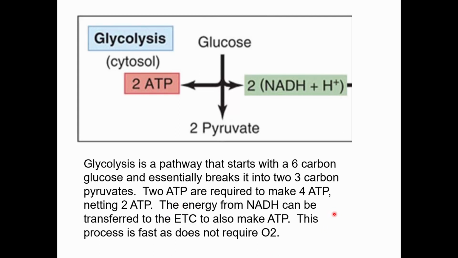As I said previously, what you're doing is taking a 6-carbon molecule, breaking it in half, and making 2 3-carbon molecules. So glucose is a pretty stable molecule. So we actually phosphorylate it a couple of times to destabilize it, and then we make 4 ATP as a result. So what we net are 2 ATP. The energy in the bonds makes NADH. This goes to the electron transport chain to make ATP. This process is fast and does not require O2.